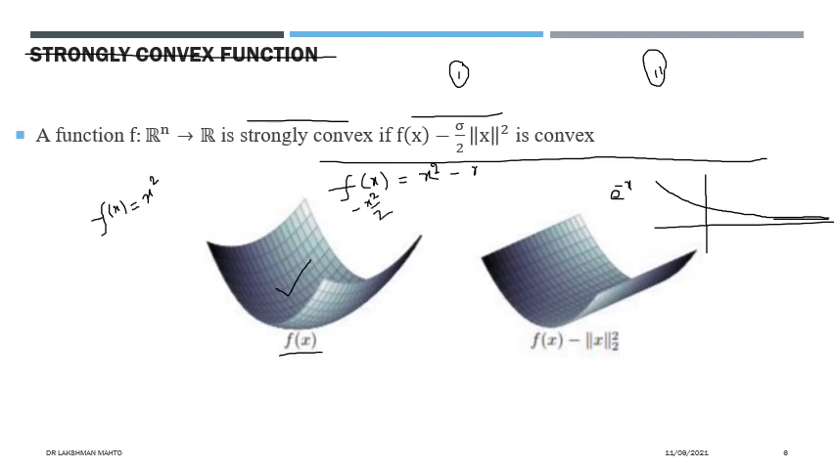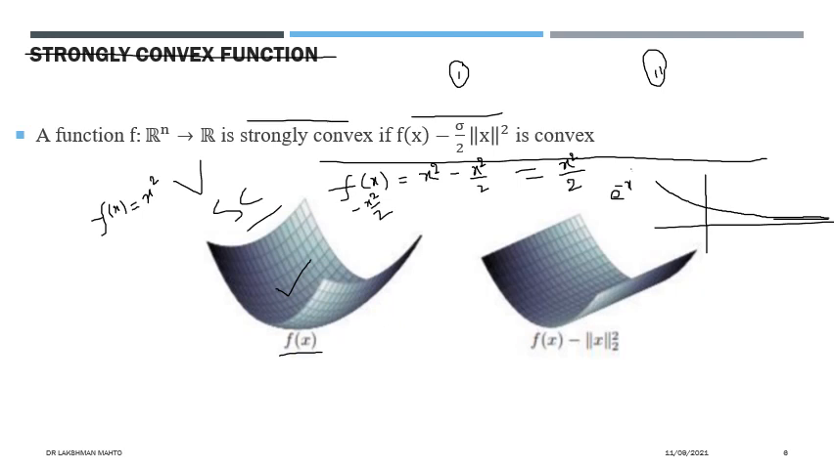So we are subtracting from this quadratic function x square by 2, and then the remaining would be x square by 2. Some amount of quadratic function we are subtracting. Again after subtraction we observe that it remains a convex function, x square by 2 is again a convex function. So we can claim that this function is a strongly convex function.